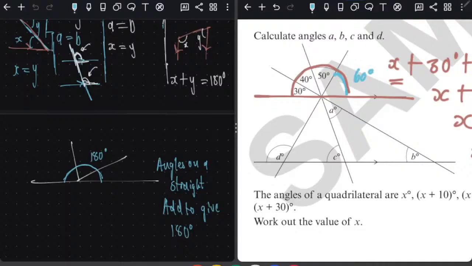So you can say this is opposite with 30, so this is 30 degrees. Okay, this is opposite with 40, so it's 40 degrees. This is opposite with 60, so it's 60 degrees. This is opposite with 50, so it's 50 degrees. Okay, because they were crossing. Have you seen that?